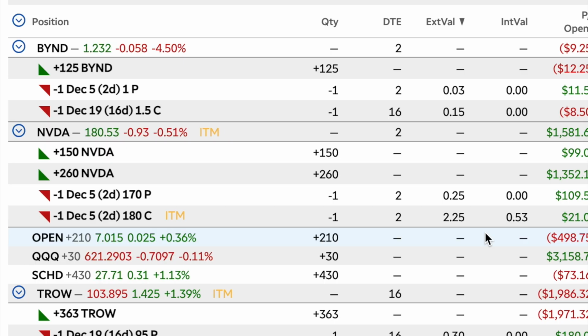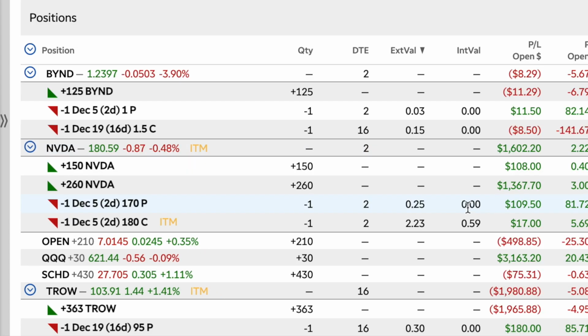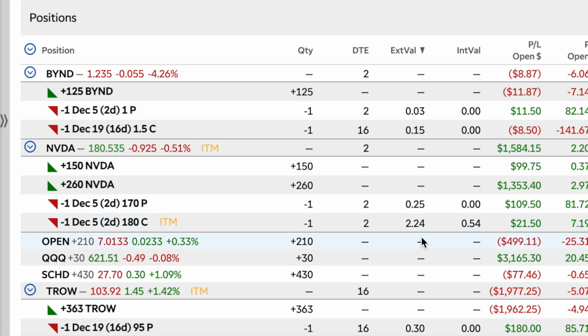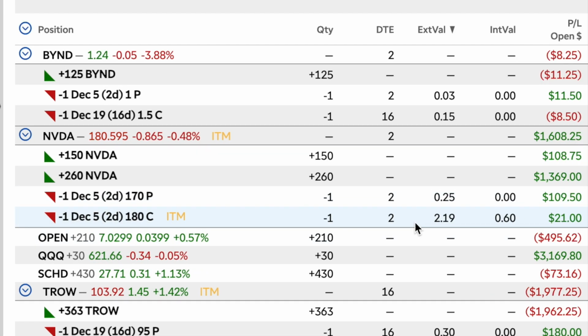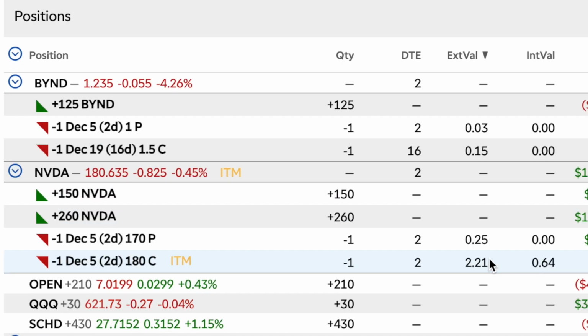And the numbers have actually changed a little bit since I started recording this morning. Right now, the share price has pulled back to $180 and 58 or 60 cents. So the intrinsic value of the option contract changes in alignment with the share price. As the share price increases, the intrinsic value increases. As the share price decreases, the intrinsic value decreases. The extrinsic value is a little less predictable. It comes from a combination of share price, time, and investor sentiment.